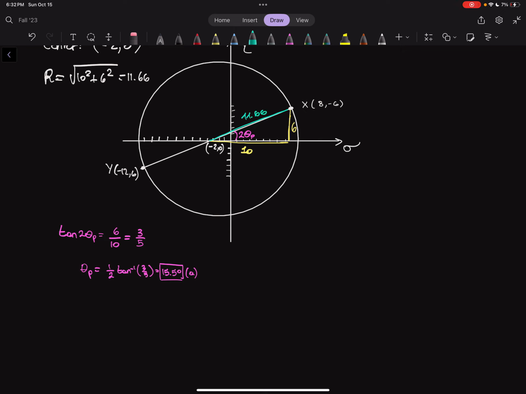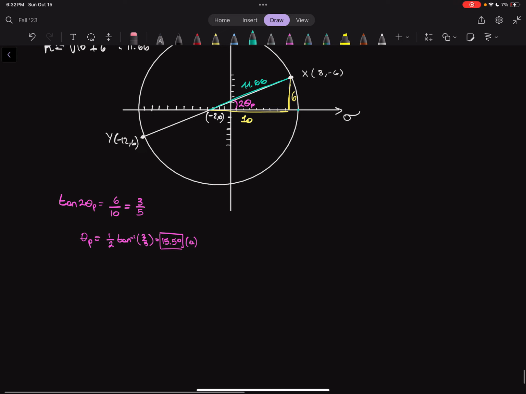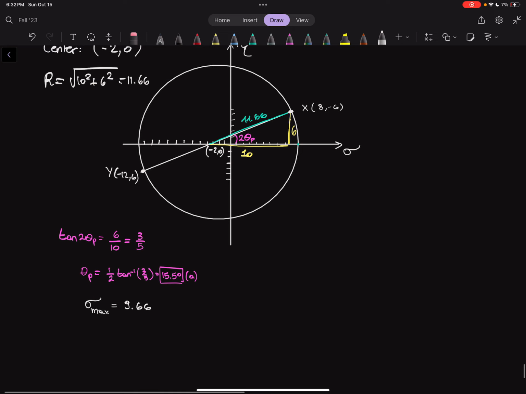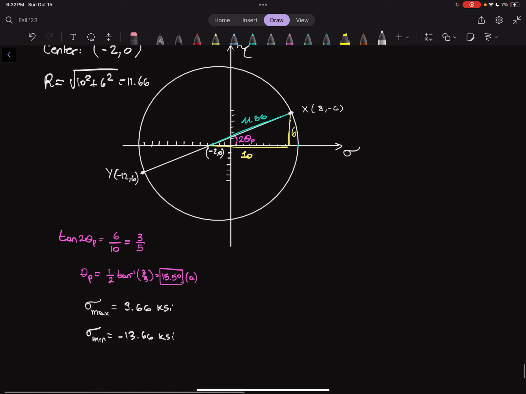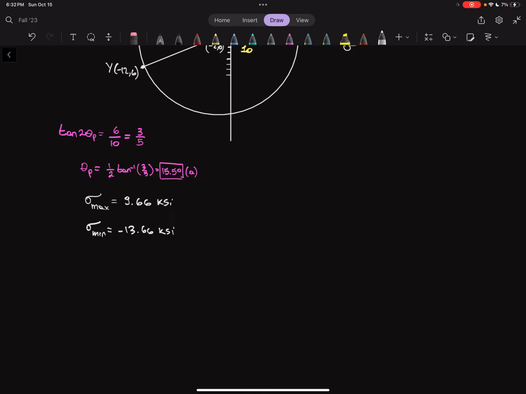So I can bring it all the way here, and that would be what? It would be minus 2 plus 11.66. So my sigma max would be minus 2 plus 11.66, which is 9.66 KSI. And sigma min would be 11.66 minus 2, so minus 13.66 KSI, because we're going in the other direction. And so that's the answer to part B.